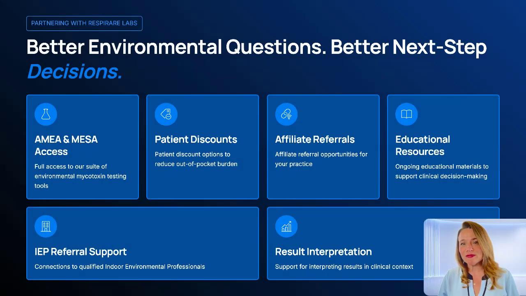As healthcare providers, many of you are working with patients who are investing enormous amounts of time, energy, and financial resources trying to identify whether their environment may be contributing to their illness. One of the goals here at Respirare Labs in developing our affiliate program is to help bridge the gap between clinical care and meaningful environmental data. Through this partnership, your clinic will have access to sampling methodologies designed to provide clinically relevant information. Data points that better help illustrate potential exposure pathways rather than simply documenting historical presence of contamination.